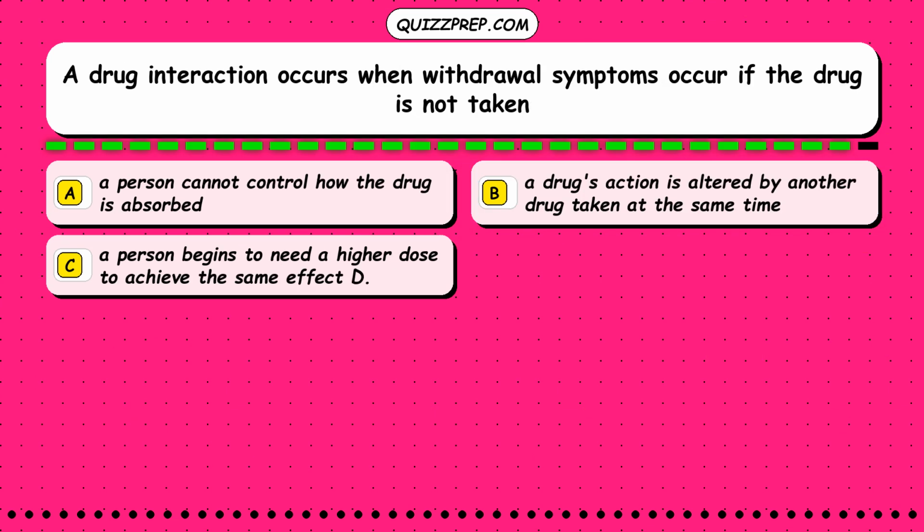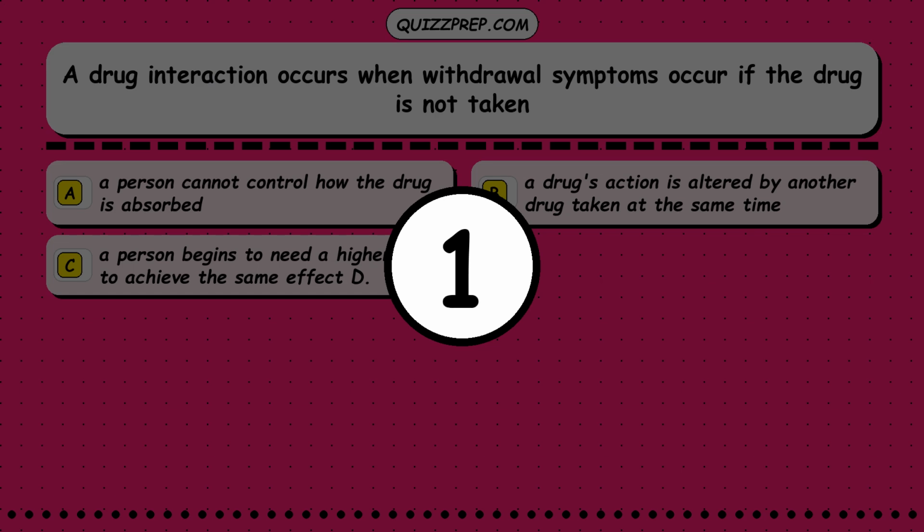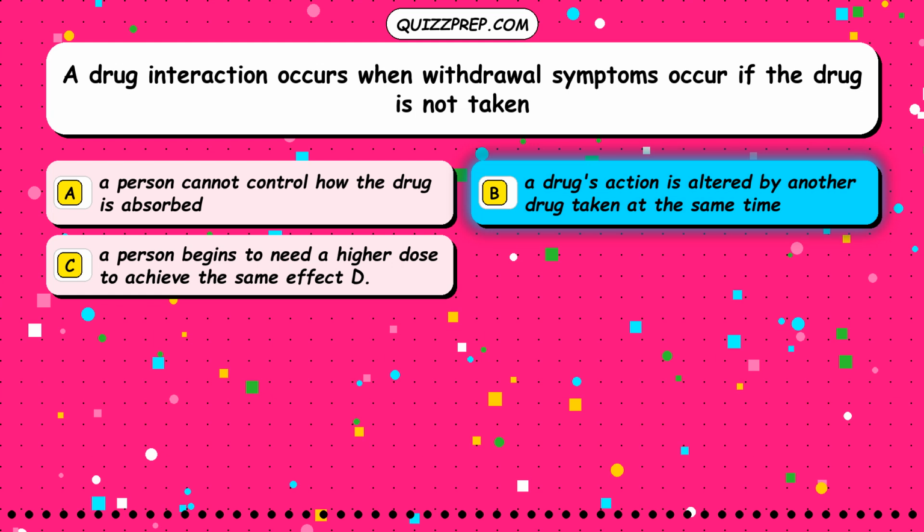Question 330. A drug interaction occurs when: Option A. A person cannot control how the drug is absorbed. Option B. A drug's action is altered by another drug taken at the same time. Option C. A person begins to need a higher dose to achieve the same effect. Option D. Withdrawal symptoms occur if the drug is not taken. The correct answer is option B. A drug's action is altered by another drug taken at the same time.